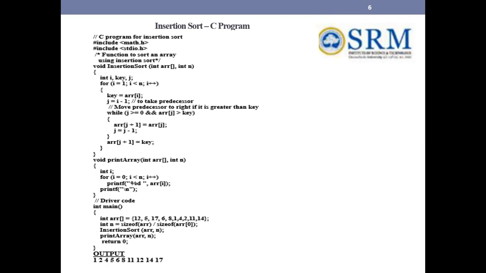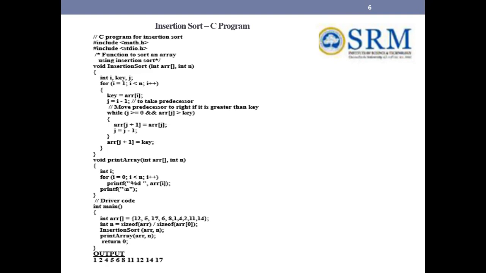So int n equal to size of array. In this concept, we didn't declare the n value. Automatically the size of the array counts the number of elements in the array. And the function called insertion sort, the module or subprogram function, is called by passing two arguments, the array and the size of the array.